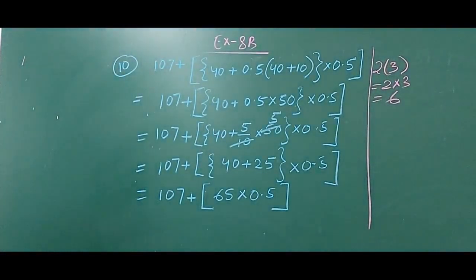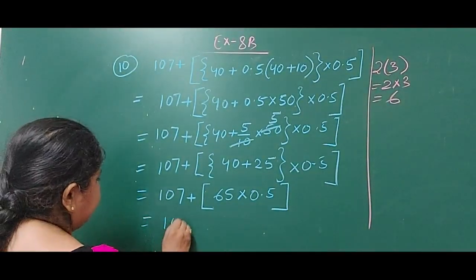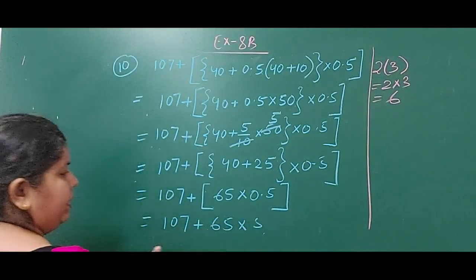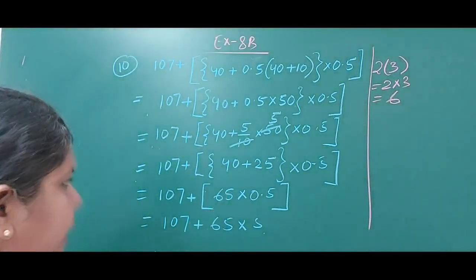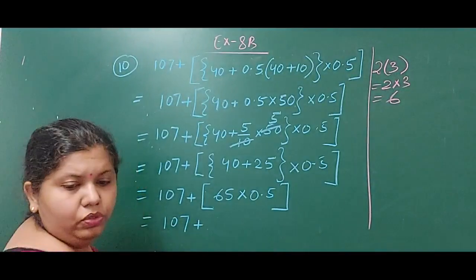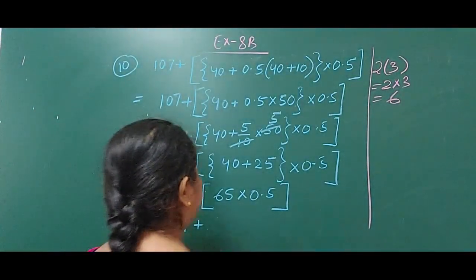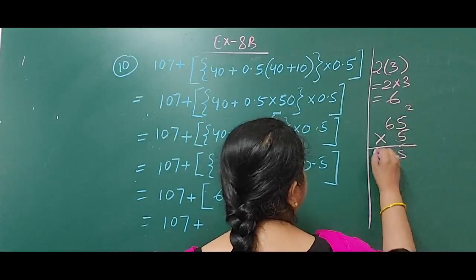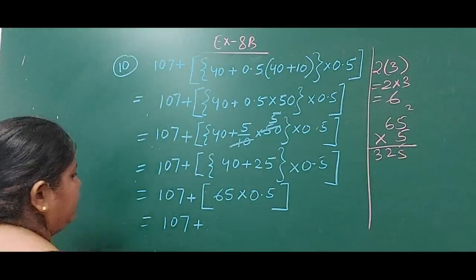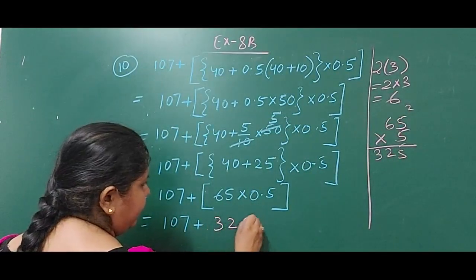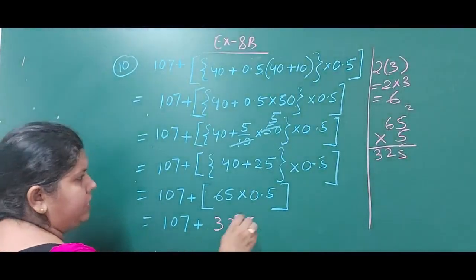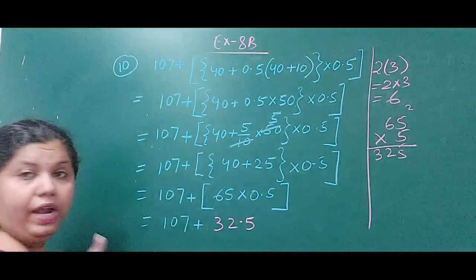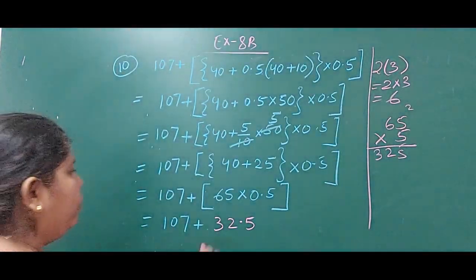Now what will we do? The next part is we have to solve 107 plus 65 into 0.5. We can multiply 65 and 5 together and we will get a decimal number. So let us do it in the rough column. 65 into 5. 5 5s are 25, 6 5s are 30 plus 2, 32, 325. But you see the point is there, 0.5 is there. So from the right hand side we will take a point and place it here. After the point 1 digit is there. So you will place the point here.